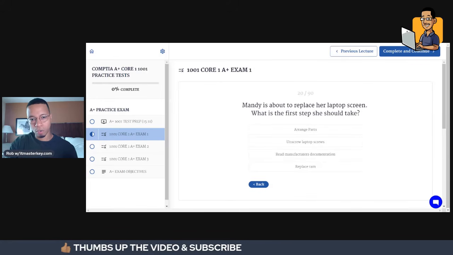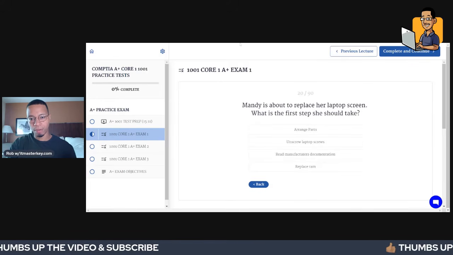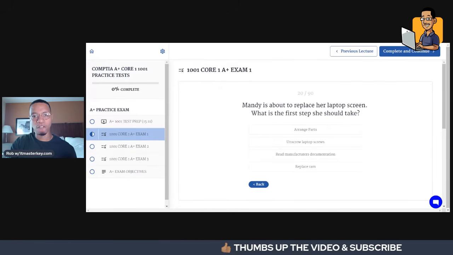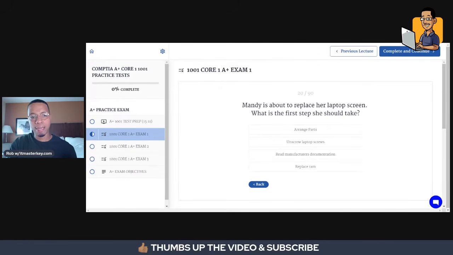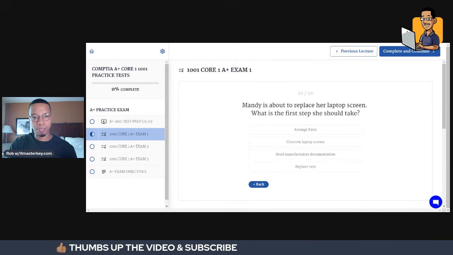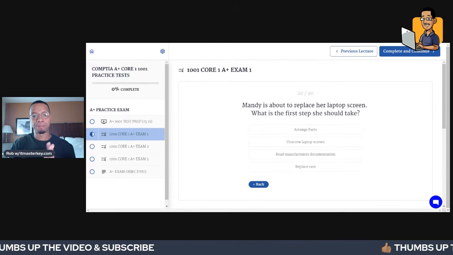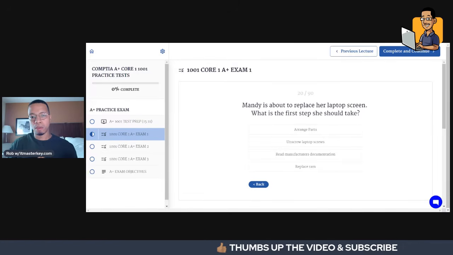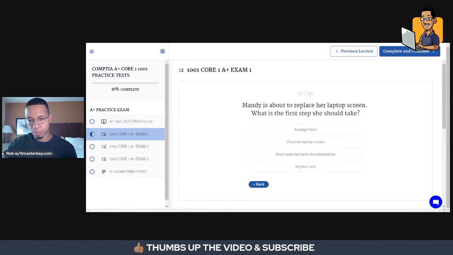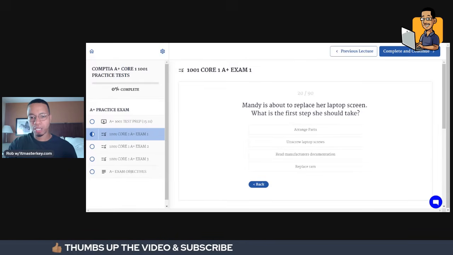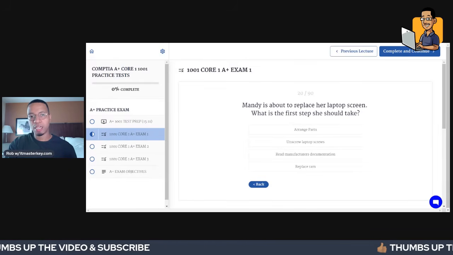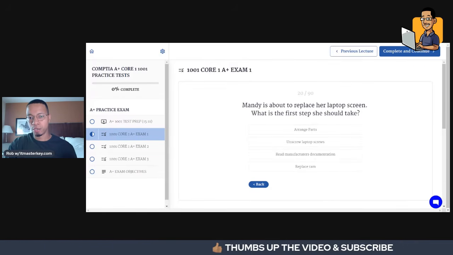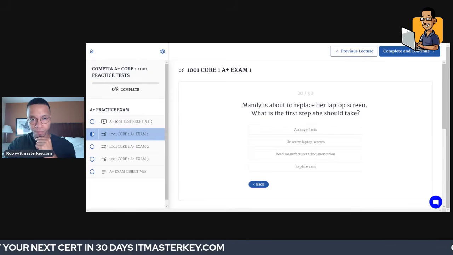All right. So Mandy is about to replace her laptop screen. What is the first step she should take? What's the first thing that Mandy should do? Should she arrange parts? Should she unscrew laptop screws? Should she read manufacturer documentation? Should she replace the RAM? What's the first thing that she should do?